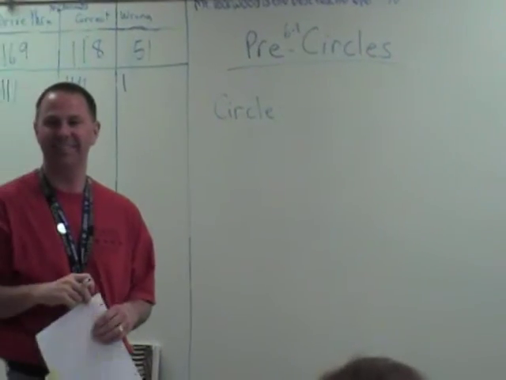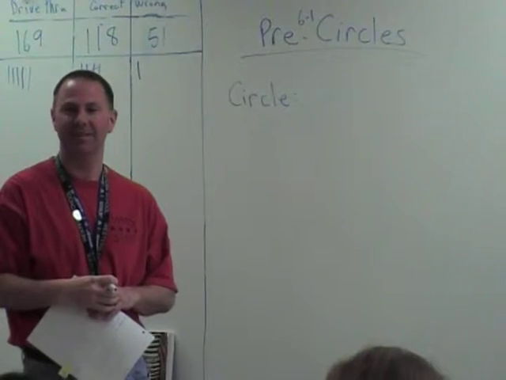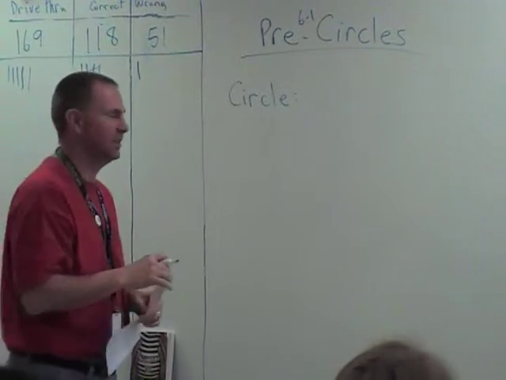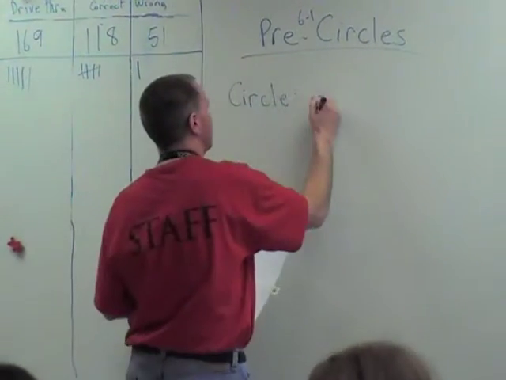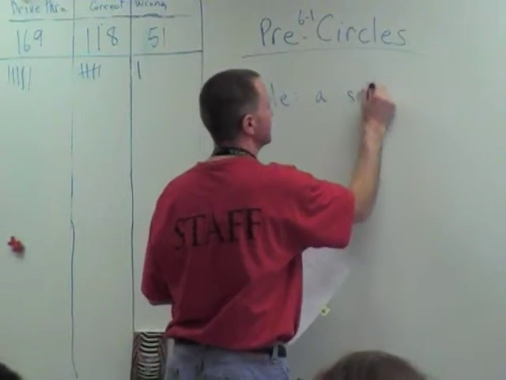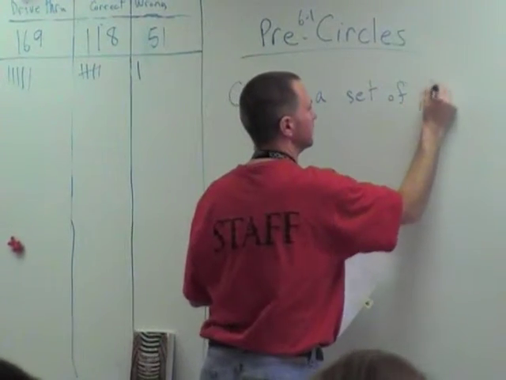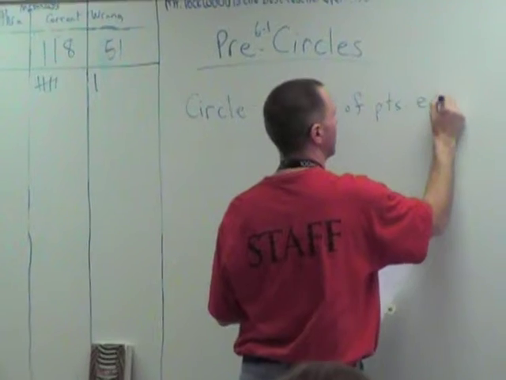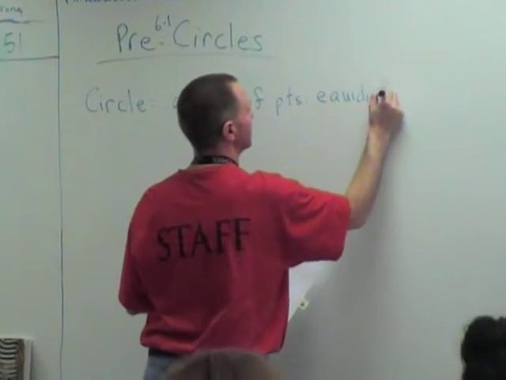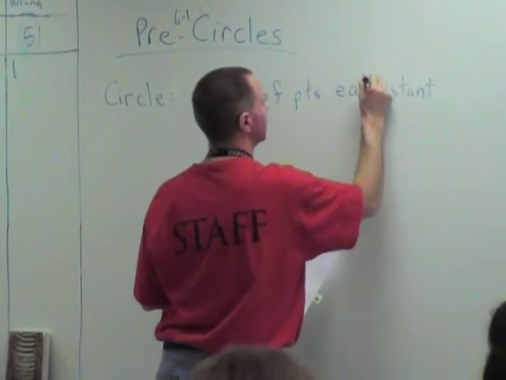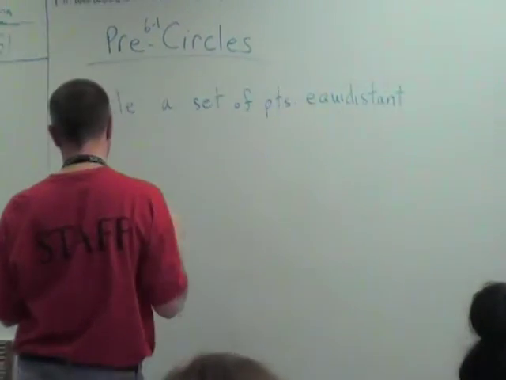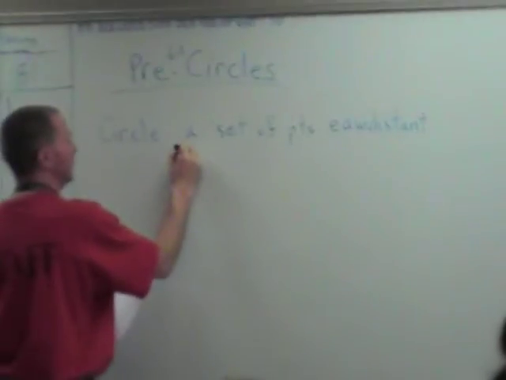A round object. Yeah. That's the whole 360 degrees. Good job. A set of points. Equidistant. What's that mean? To a given point.